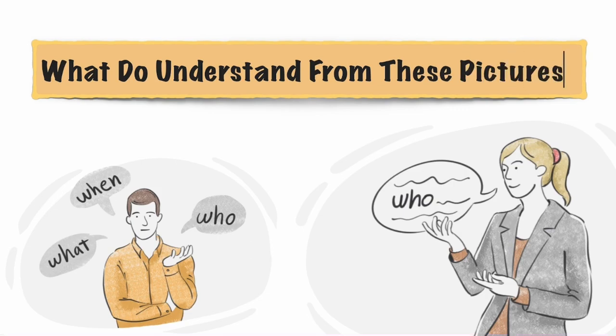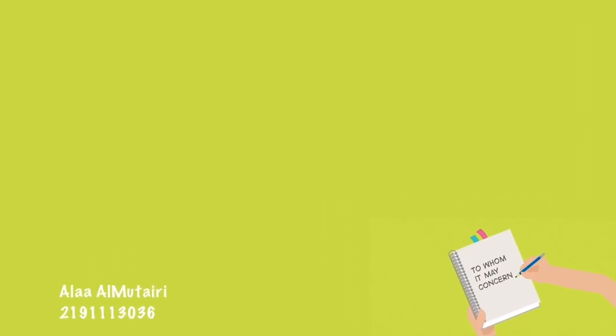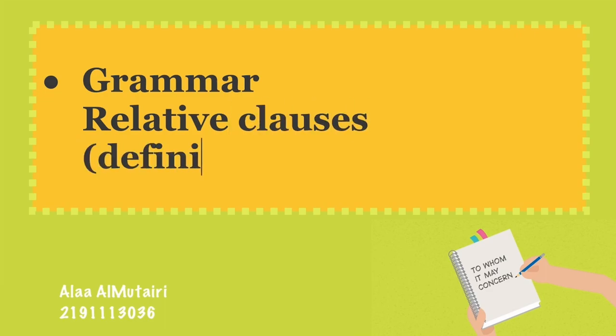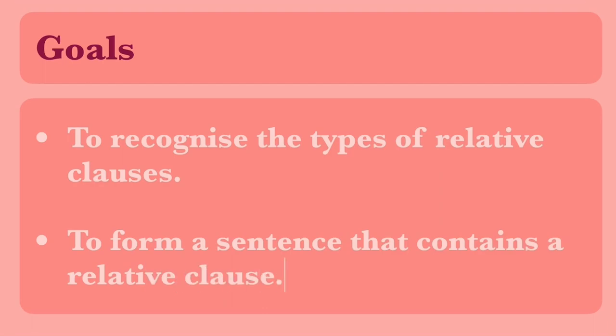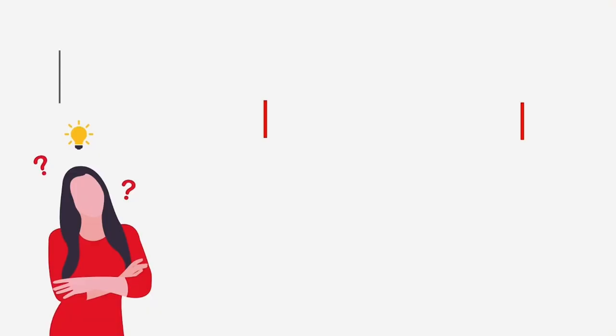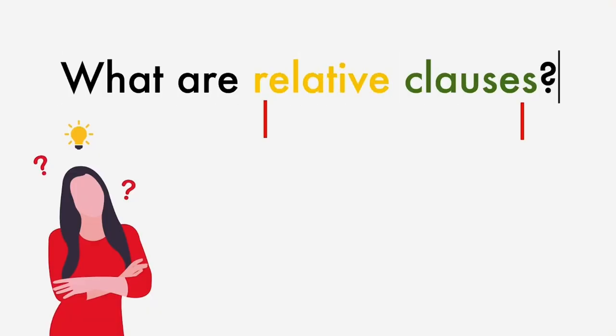Before we start, I want to ask you a question. What do you understand from these pictures? Yes, you're correct. Our lesson today will be grammar, the relative clauses, two types of them, the defining and non-defining. Our goals will be to recognize the types of relative clauses and to form a sentence that contains a relative clause. Let's start. What are relative clauses?